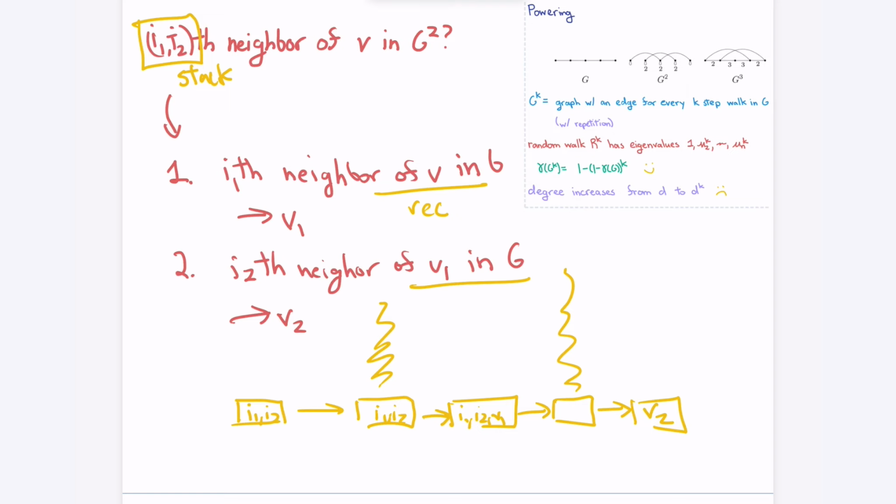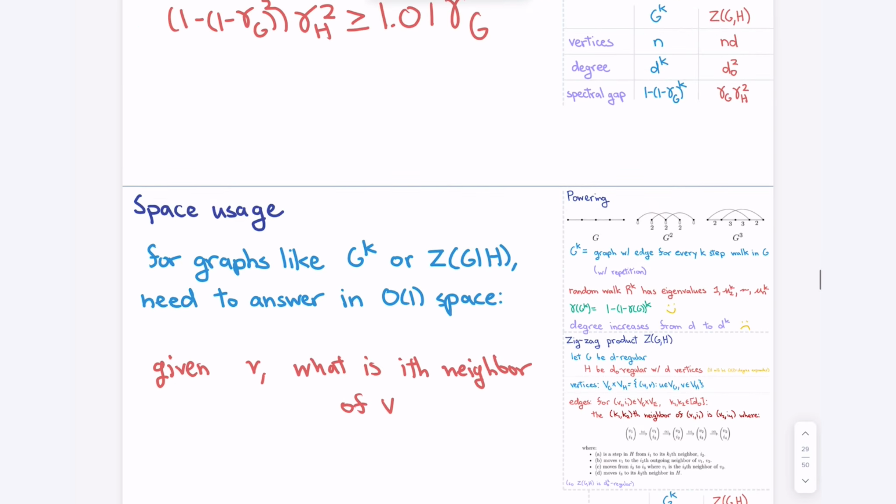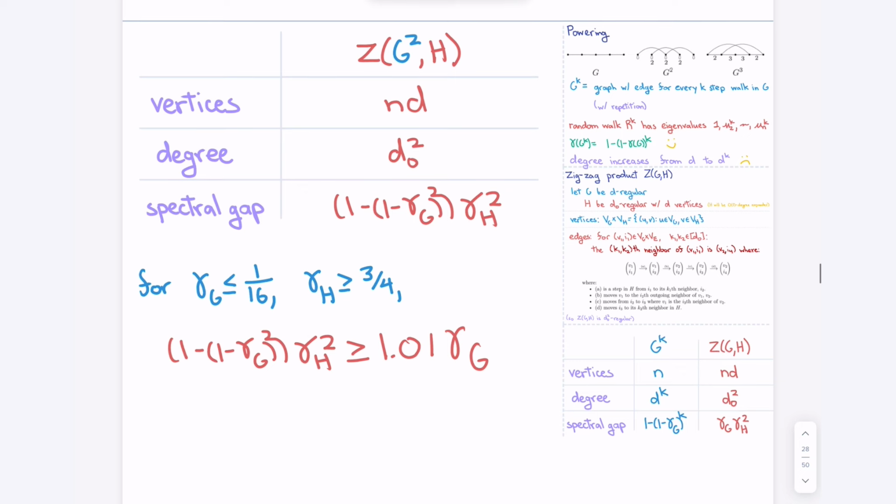I didn't quite make this clear, but each time you do a zigzag product, you increase your spectral gap by some constant factor. It might start at 1 over poly n, and once you get it to a constant, you're done. So you need log base 1.01 of n, which is log 2 of n up to a constant.